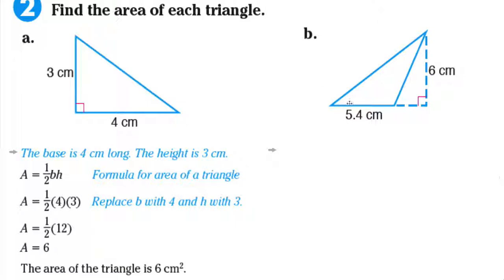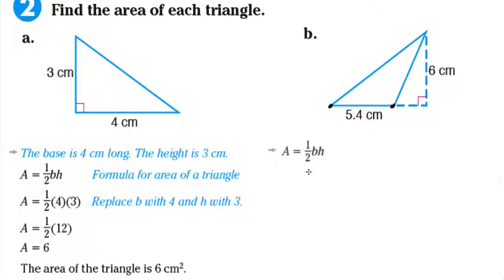So in example 2b, it's not so evident what the base is, so we need to extend our base, so that it will have a line that's perpendicular to it. So 5.4 is your base. Now remember though, when you say 5.4 centimeters, 5.4 starts from here and ends here. It does not end on this side. So 5.4 centimeters is simply the length of that side of the triangle, and 6 centimeters is your height.